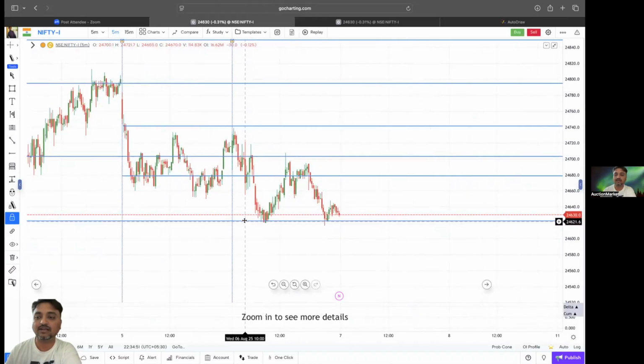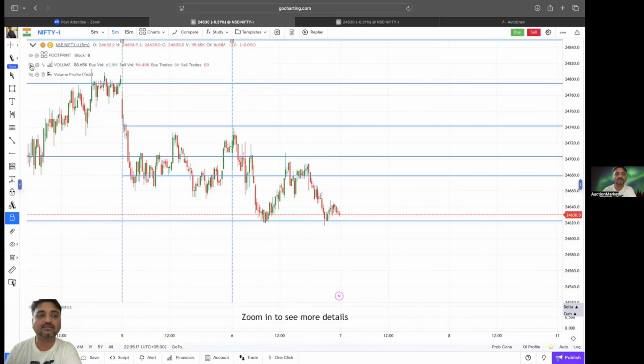Look at this level, 24,621. Look at this level, 24,679, 24,703, and this one, 24,740. How beautifully these lines are working. Basically these lines are the volume layer, the volume traded levels. So how do we plot these lines? We have something called volume profiling.